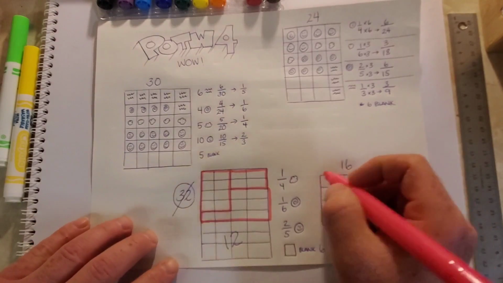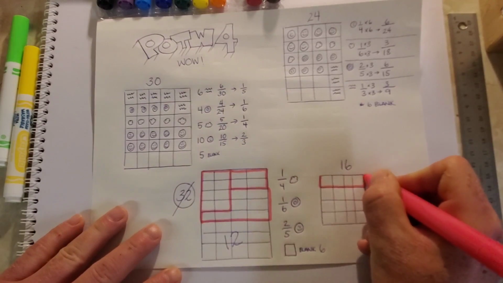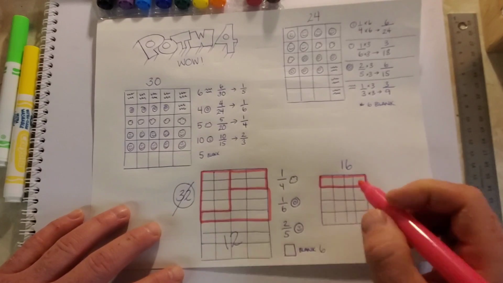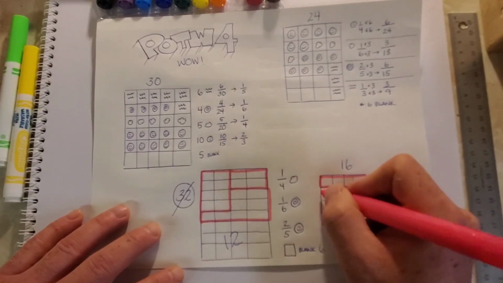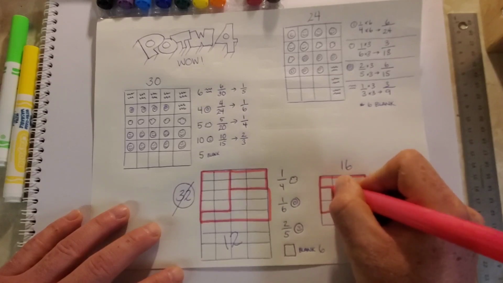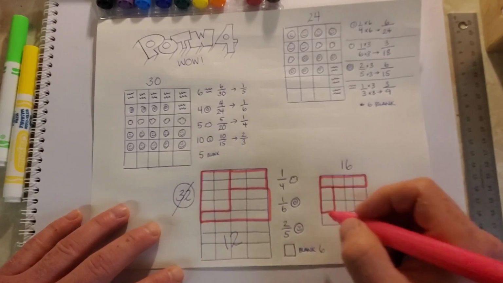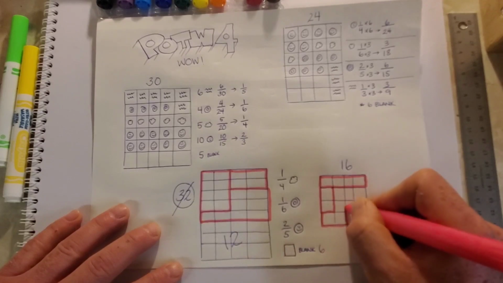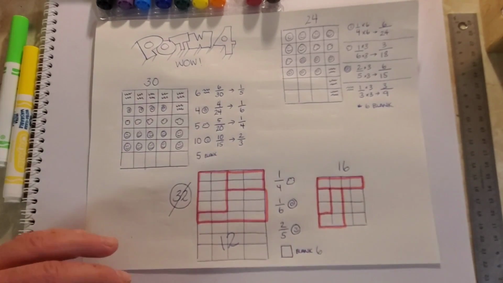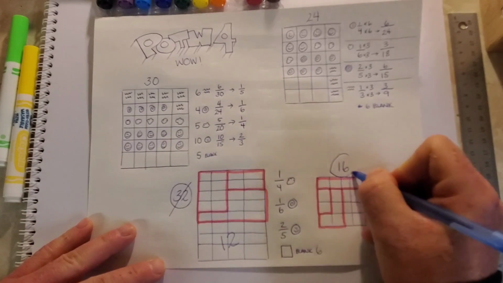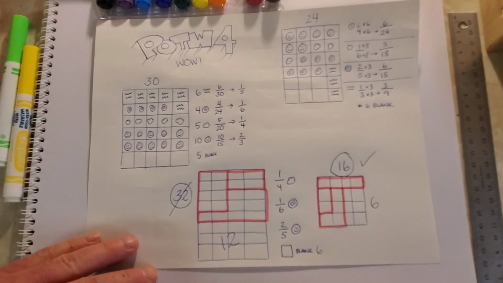So 1/4 of 16 is 4 squares. And then 1/6 of what's remaining is 2 more squares. And then 2/5 of what's remaining would be 4 squares. And as you can see, I am left with 6 squares. So 16 is the correct answer.